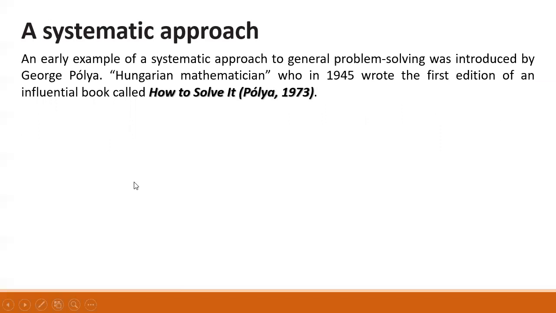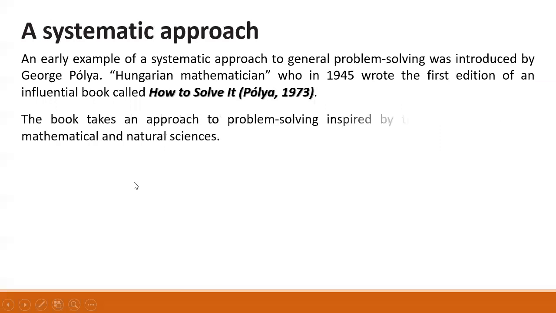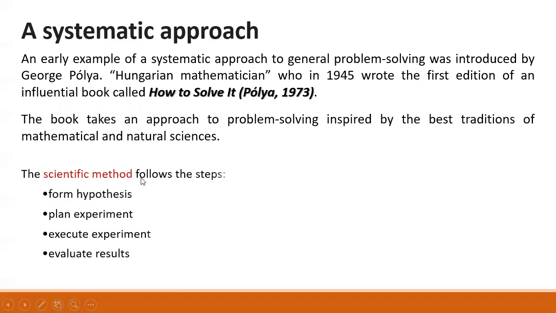So George Polya, Hungarian mathematician, wrote How to Solve It. The book takes the approach of problem solving. All right, so here we go. This may be familiar to people who did science at high school. This is how we solve science problems. We form a hypothesis.